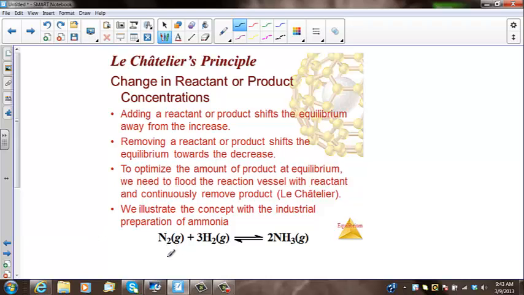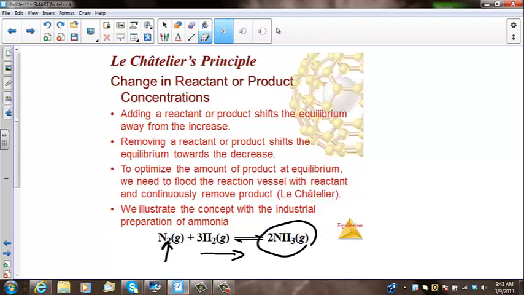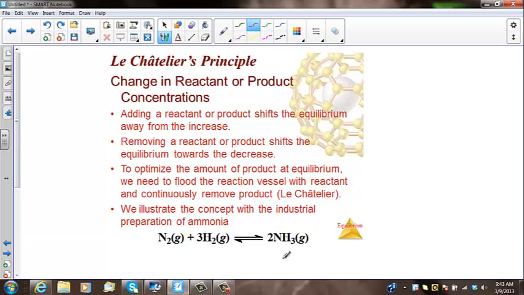So if I increase N2, right here, then my reaction is going to favor the forward reaction and I'll wind up producing more NH3. Just as if I increase NH3, that increases the concentration, it will shift the reaction to the left, favoring the reverse reaction, meaning that we'll start producing more N2 and H2 as the NH3 breaks down in order to reach equilibrium.